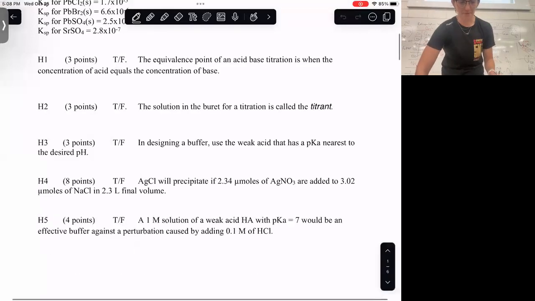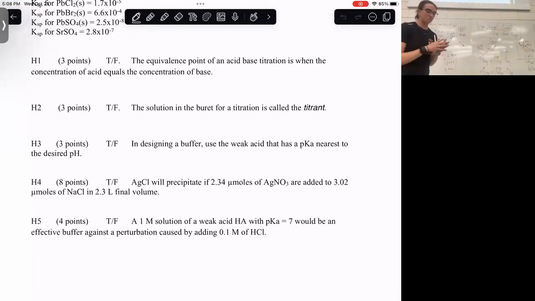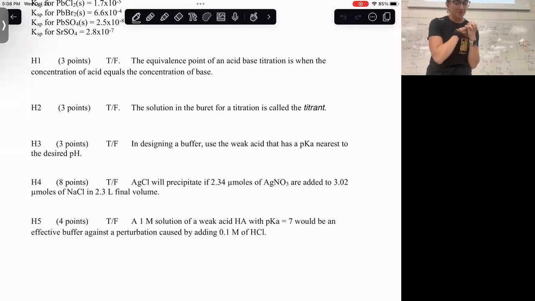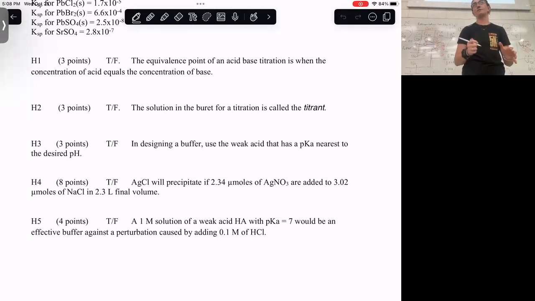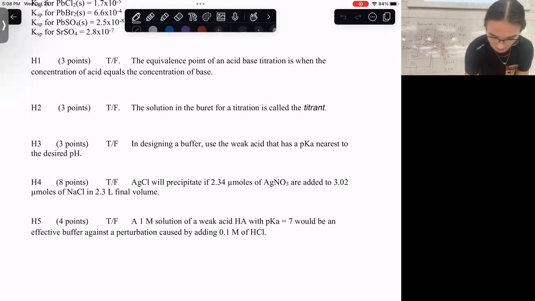Okay, moving into what you actually care about. Question 1, true or false. The equivalence point of an acid-base titration is when the concentration of acid equals the concentration of base. Is this true or false, and why? False. Why is it false?